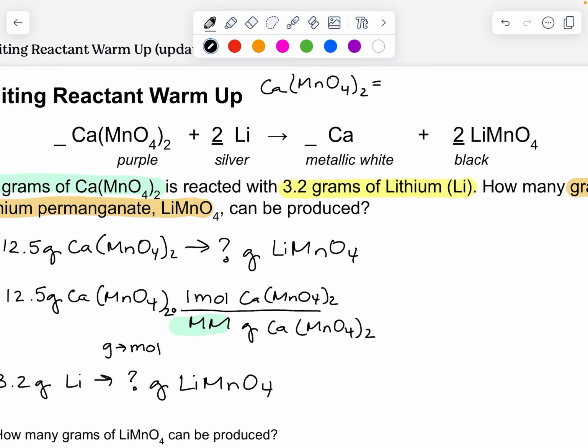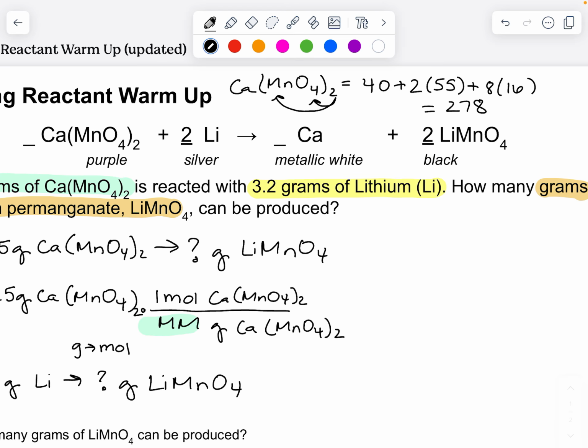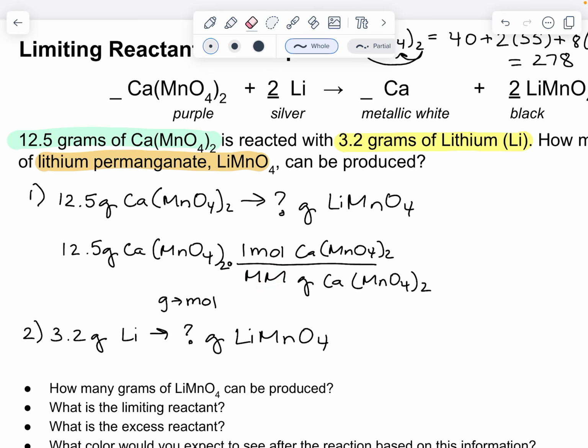So with that, we've got that CaMnO4 twice. That means that I'm going to have 1 calcium rounding to the nearest whole, so that's 40 plus 2 manganese. Manganese is Mn. Each of those is 55, so 2 times 55 plus 8 oxygens, 8 times 16. So that gives me a molar mass of 278. And so that 278 for that molar mass, I'm going to plug in down here. That's the molar mass of that calcium permanganate.